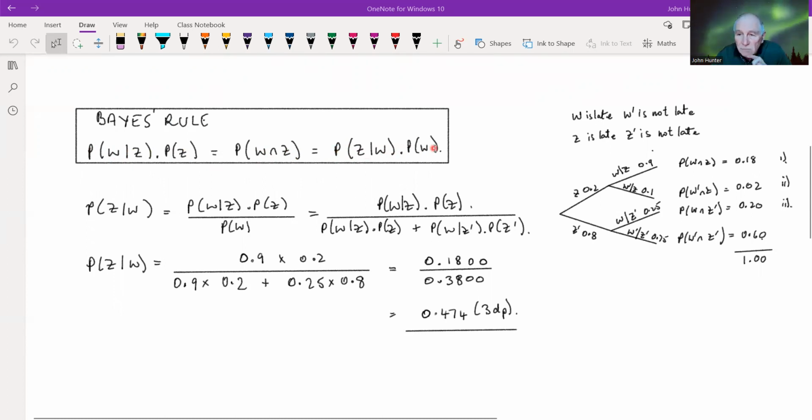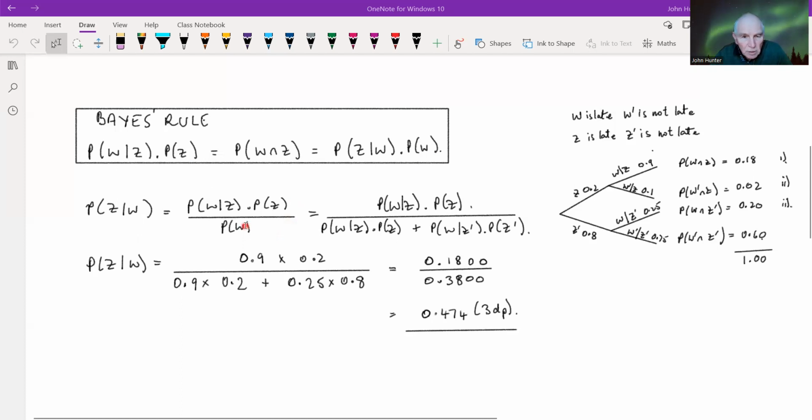Now, this is useful because it gives us a way of turning around the conditionality. We've got the probability that we'll be late depending on Zara, but if we wanted to reverse the logic and ask what's the probability of Zara being late given that we is late, then this gives us the ability to do that. If we rewrite that equals that and divide through by the probability of we being late, that's what we get here, which is again another form of Bayes' rule.